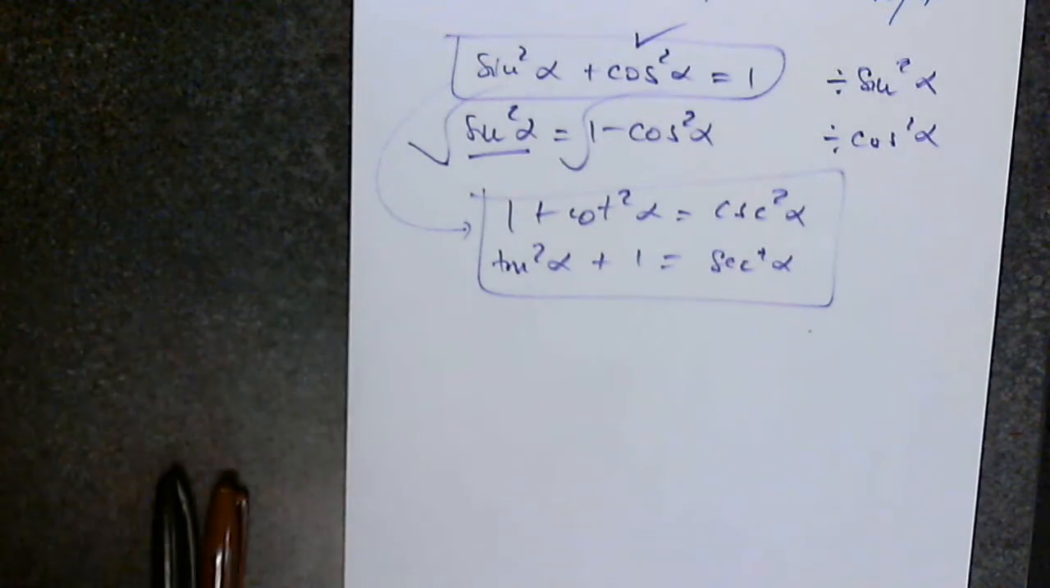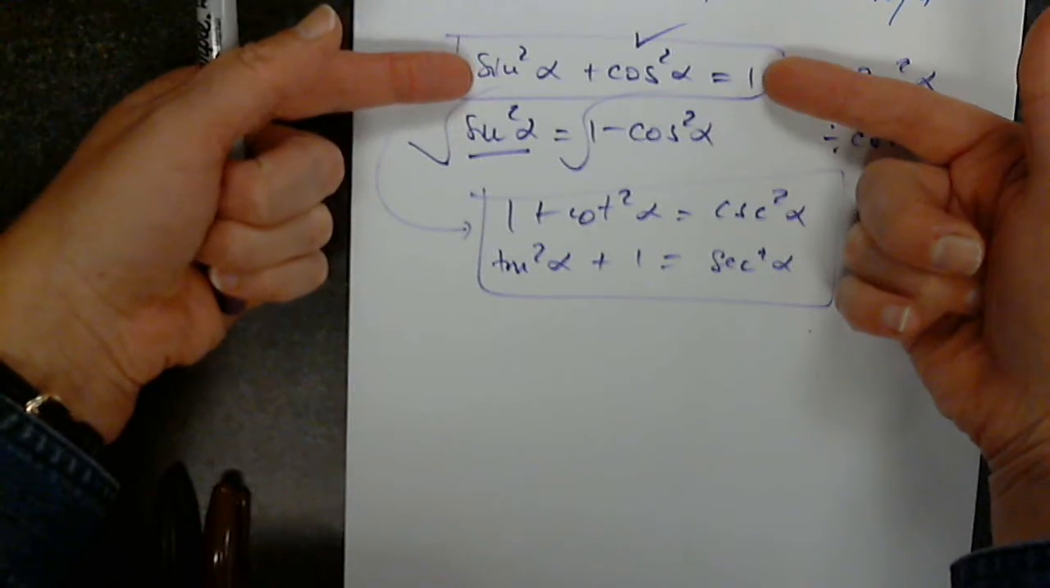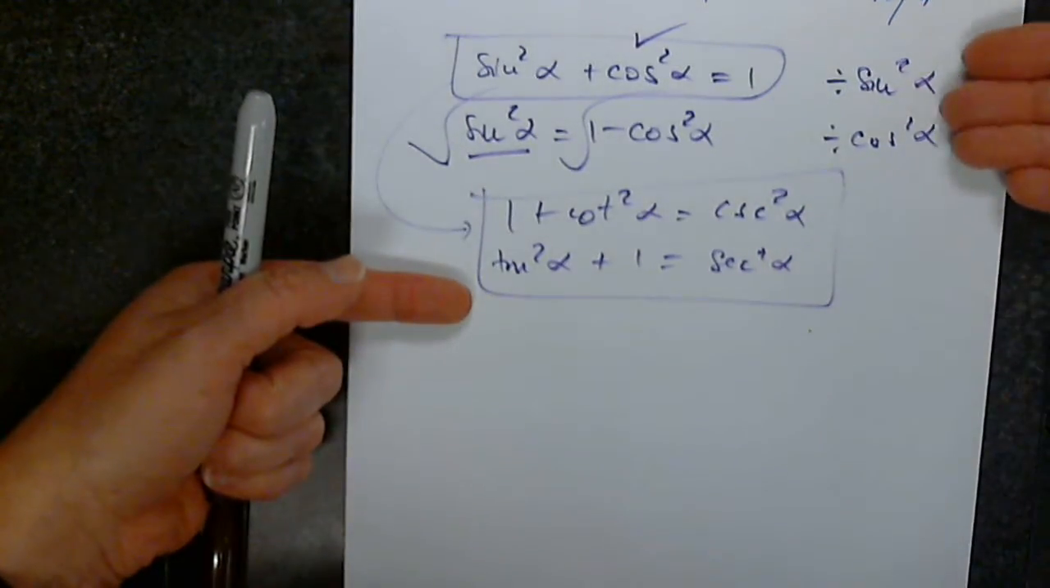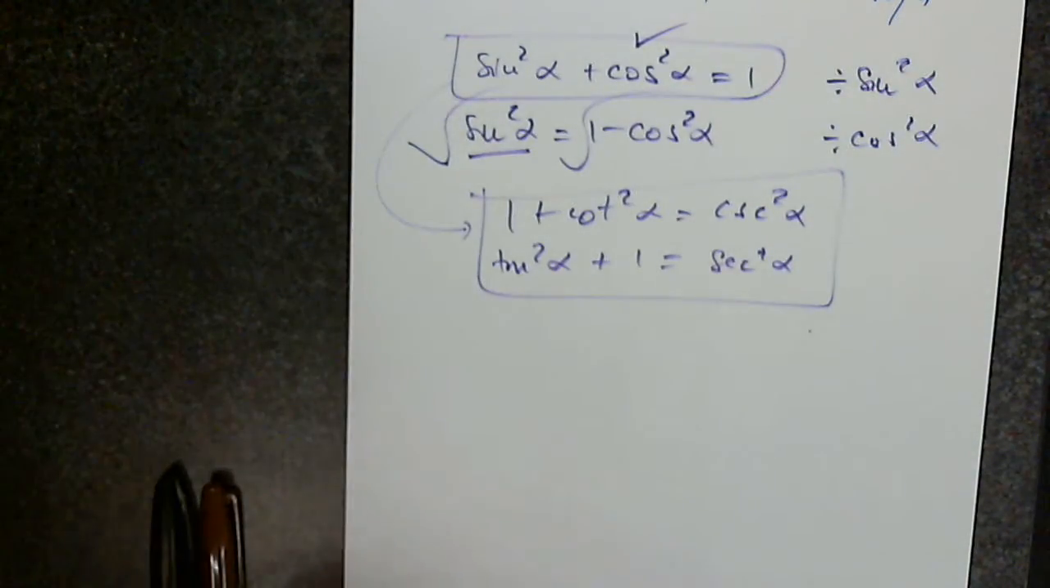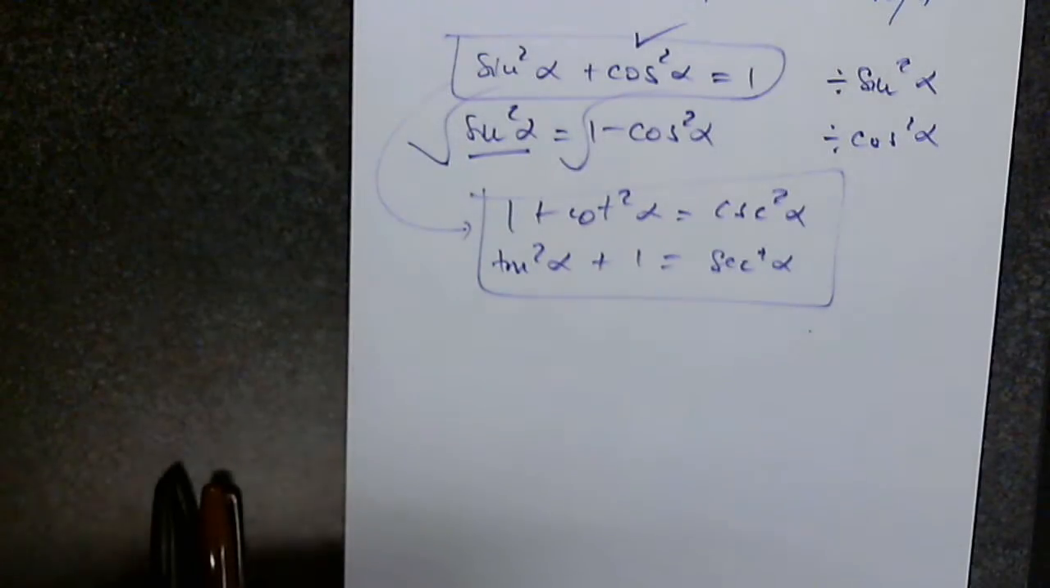All three are very important. Of course, this is the initial one that led us to this and to this by simply manipulating, dividing both sides. But they're as important as that one is.